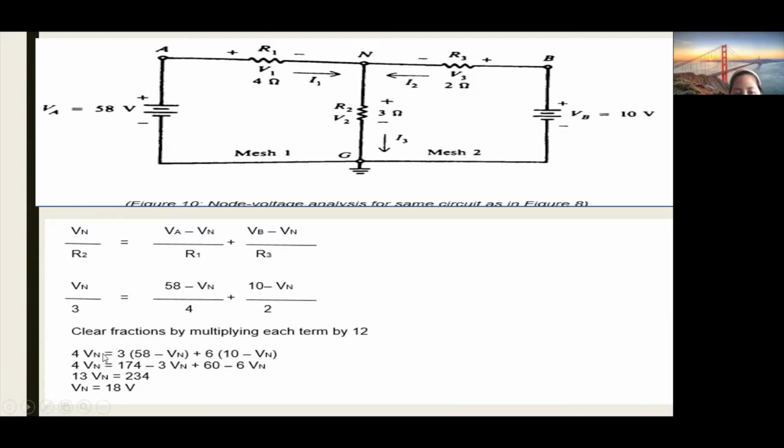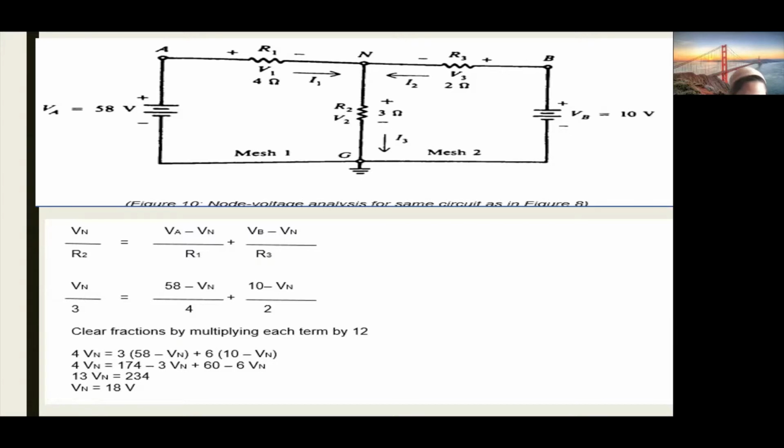Plus 120 divided by 2, so it's 60. And 12 divided by 6, multiplying each term by 12. Why 12? Because in this equation, for us to be able to get Vn, the term is the LCD.